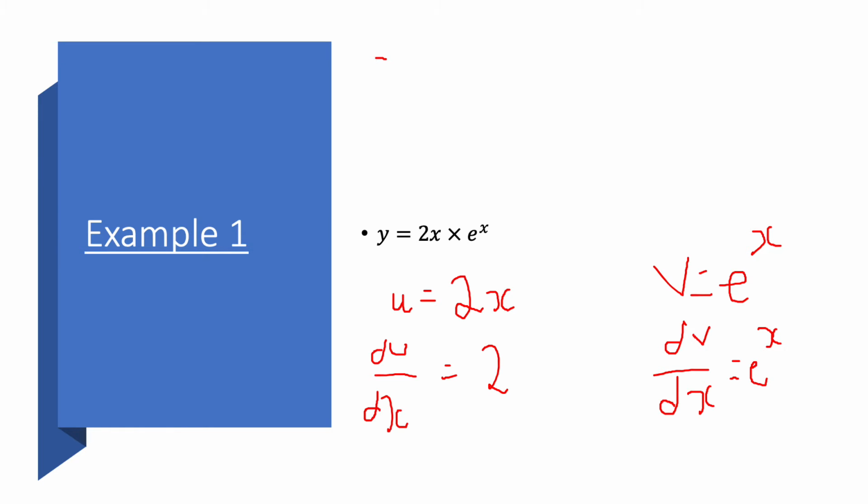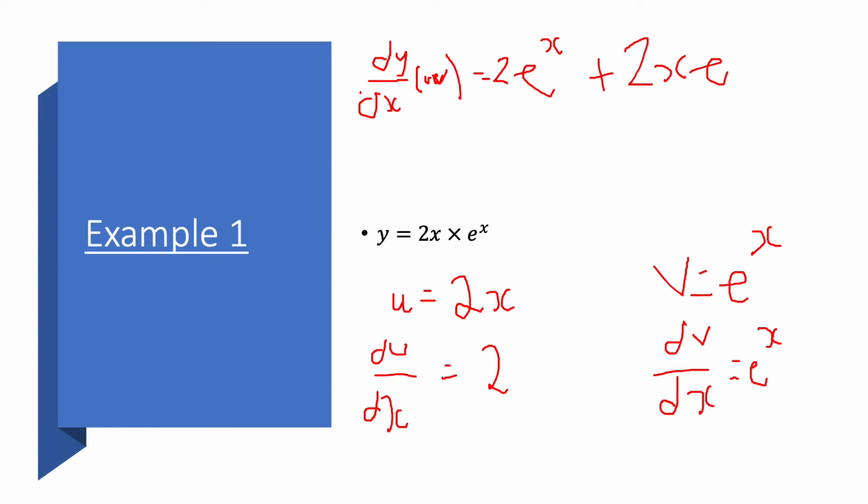Now using the formula, dy by dx of uv, because it's u times v, or v times u, oops, that should be a v there, and that should be a u, is v du dx. So it's 2 e to the x plus u dv dx, which is this times this, so it's 2x e to the x. If you want to factorize or simplify, I can take 2 e to the x out as a common factor, 1 plus x, and that would be your answer for the derivative of this function.